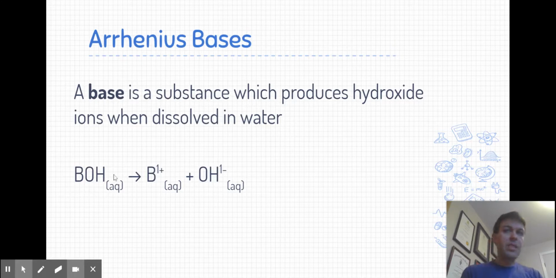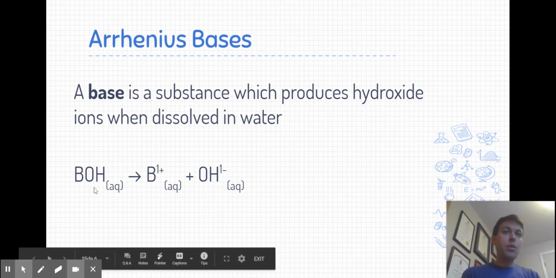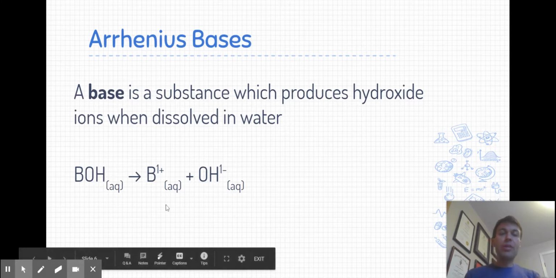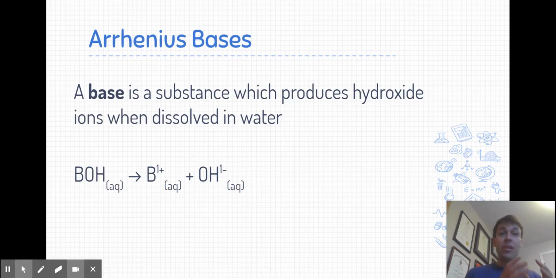So if we think of some chemical, BOH, where B is just often some cation or a metal. When that substance dissolves in water, it dissociates and releases the hydroxide or OH1 minus ions.